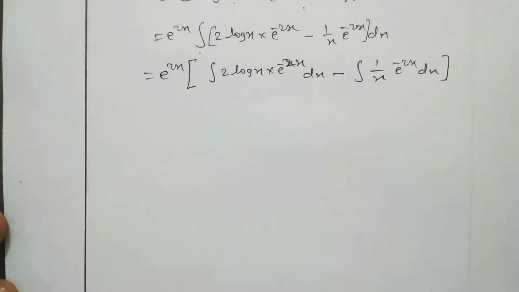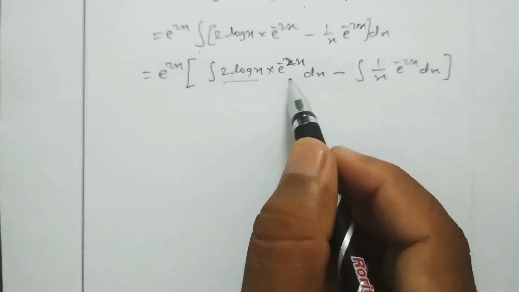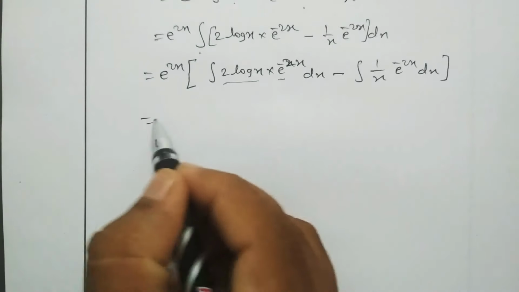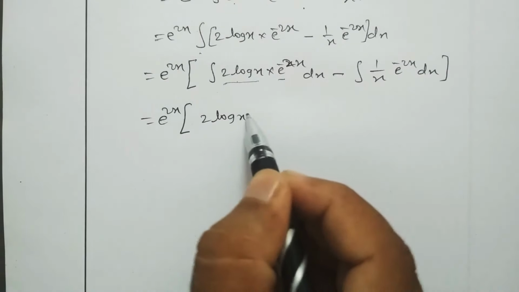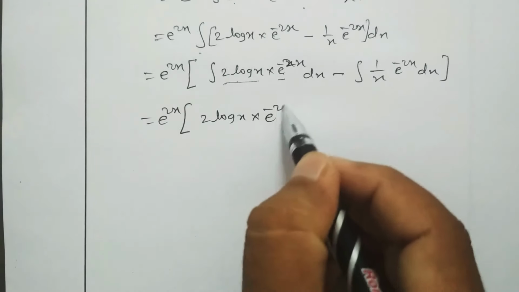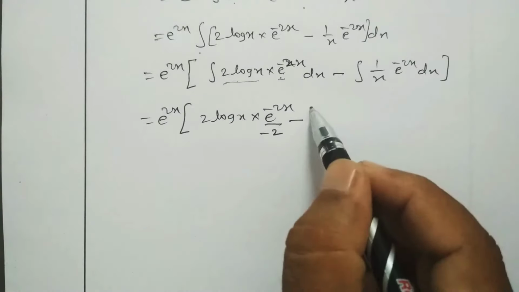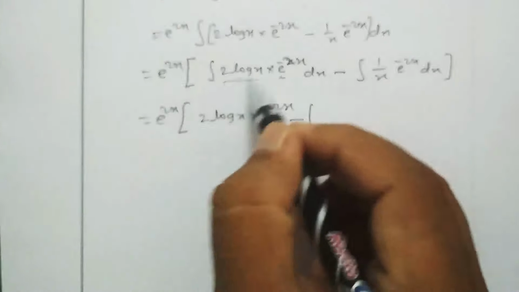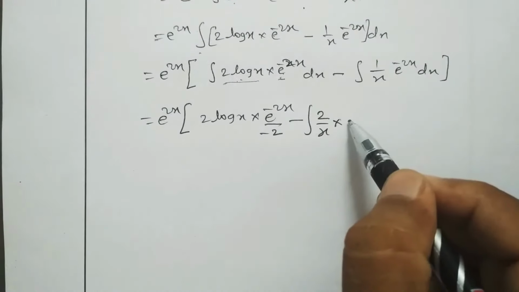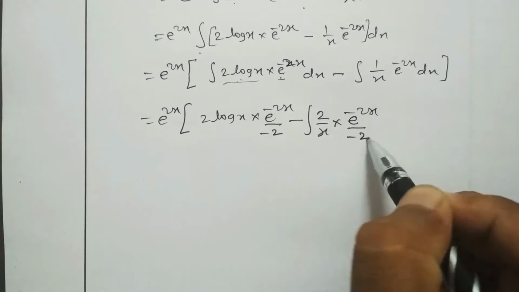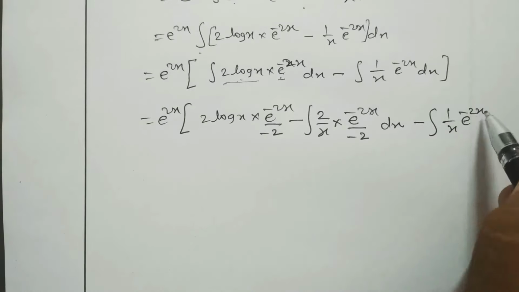Now see here, by using the LIATE rule, the by parts rule, this is our first function and this is our second function. According to the by parts rule, first term 2 log x as it is into integration of the second term, so e raised to minus 2x upon minus 2, which is the integration of e raised to minus 2x, minus the integration of the derivative of the first term, derivative of 2 log x, that is 2 upon x, multiplied by the integration of the second term, e raised to minus 2x upon minus 2 dx, into the last term as it is, integration of 1 upon x into e raised to minus 2x dx.